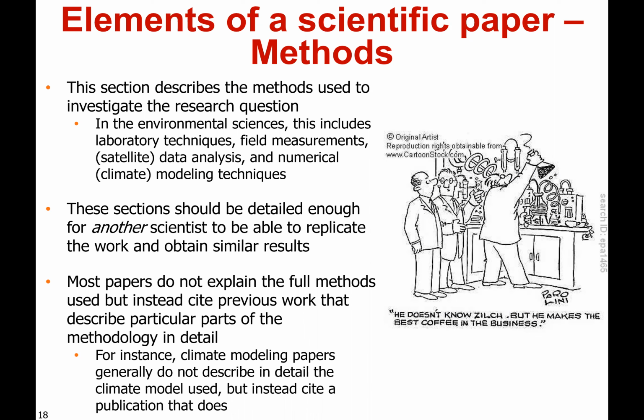Moreover, because science builds on itself, it is not feasible to fully explain all the methods in the paper. So often there are citations to previous work that describes the methods. For instance, climate modeling papers will not give a detailed 300-page description of the climate model, right? They'll just cite a publication that does.